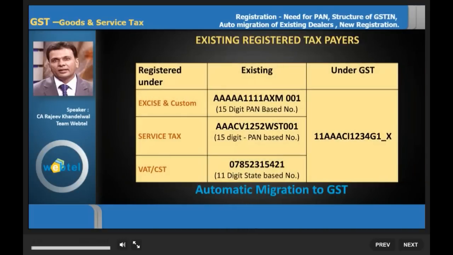Now, talking in greater detail about the registered taxpayers presently and how the change will take place to the GST regime. As you can see, for excise and customs, we have a 15-digit PAN-based number. Similarly, in service tax, we have a 15-digit PAN-based number. VAT and CST are 11-digit numbers based on the state code. As in the case of Delhi, we have 07 as the code. So all the states have different digits. Under GST, again there will be a 15-digit registration number, which can be seen on the screen.